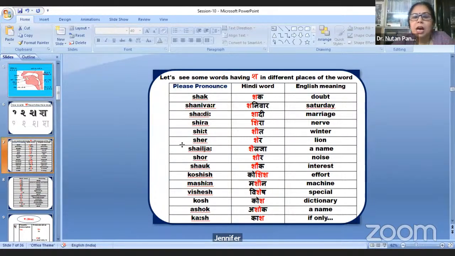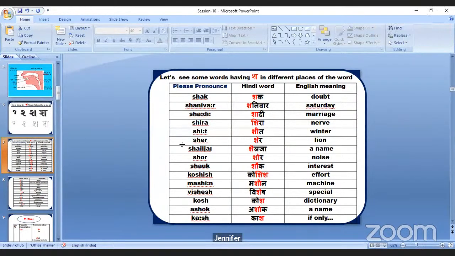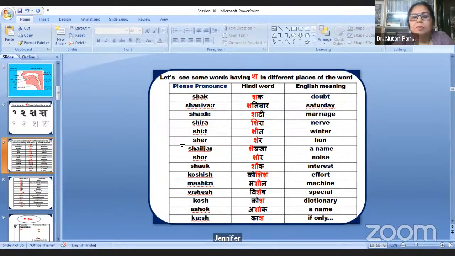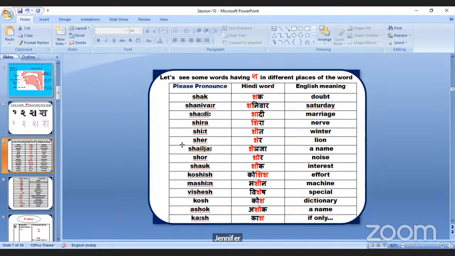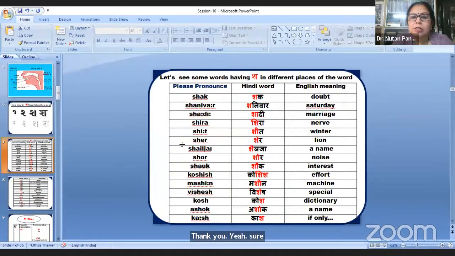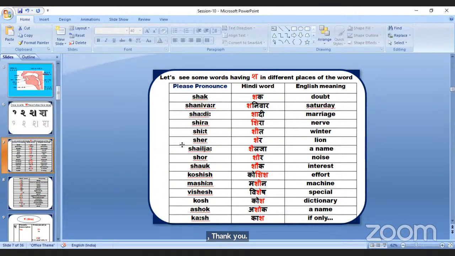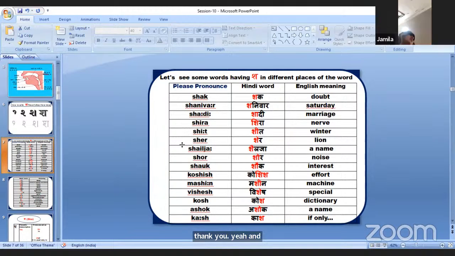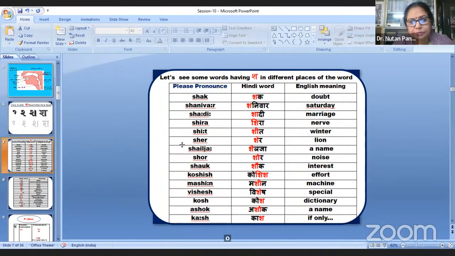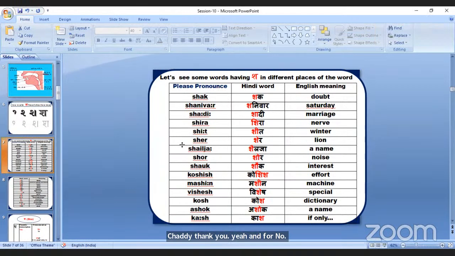शनिवार. शादी. शादी. Shadi. The d is also long, so you will take more time and pronounce Shadi. Shadi. शादी. Good.